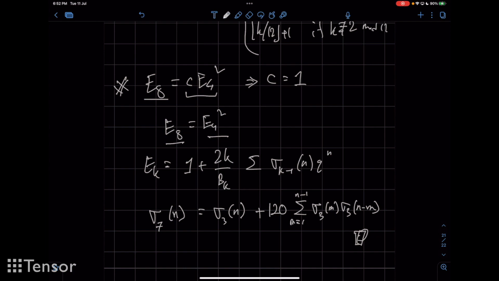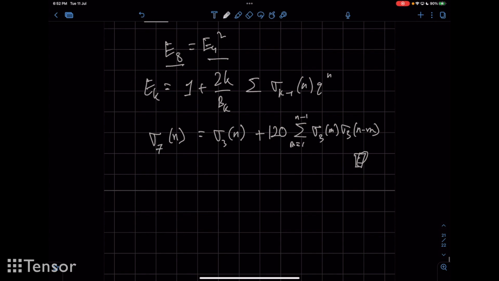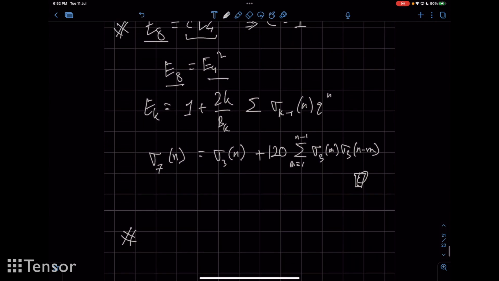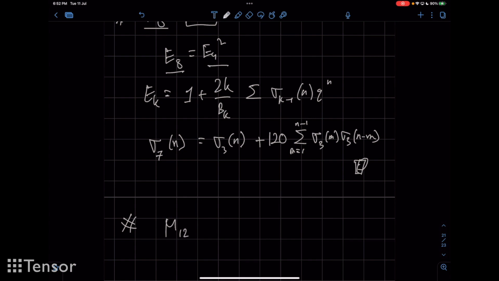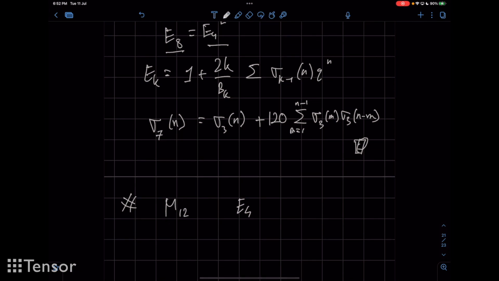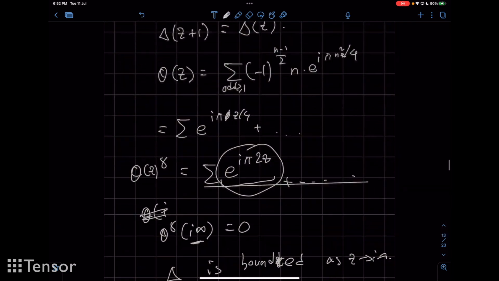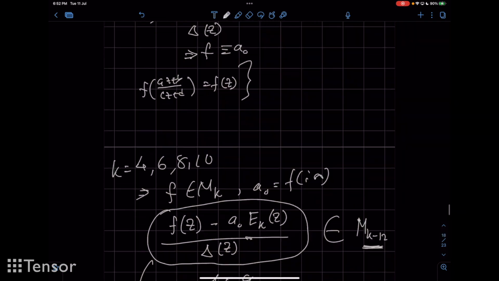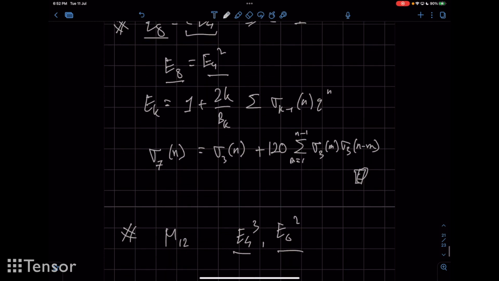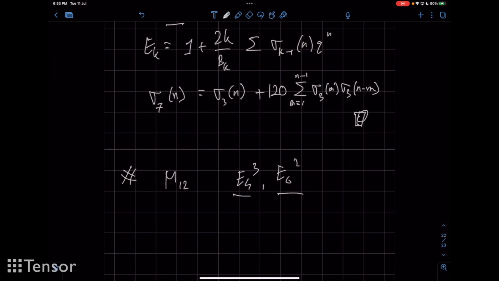Okay, also, M12 is a vector space of dimension 2, right? So it has a basis that has 2 elements. And we know that E4 cubed is a modular form of weight 12. So is E6 squared. And these two are linearly independent. Why? Let us just say why. Well, I think I did not write what these two are, I did not expand these two. So let me just copy this from my notes.